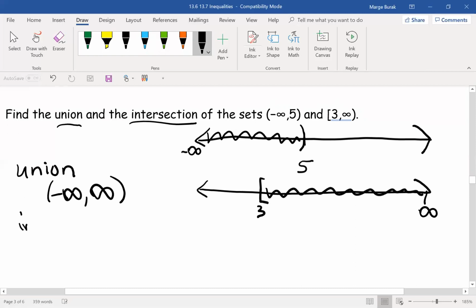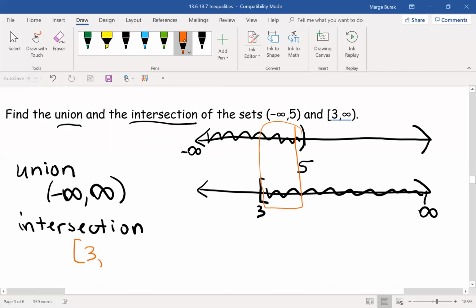The intersection, on the other hand, is just the part that's in both of them. If I put these right above each other, right here is the only place that we have both of them. So that's going to be from 3, and I did a bracket because I want to include 3, up to 5. Okay, so that's the difference. The union is everybody. The intersection is what's in both.